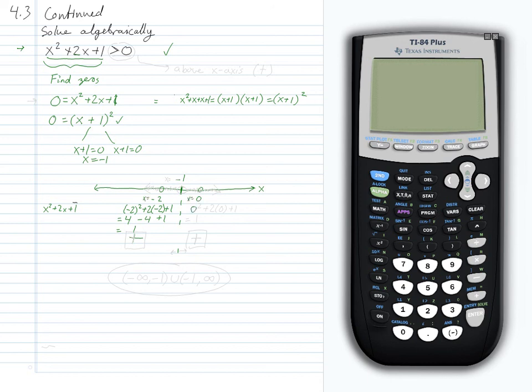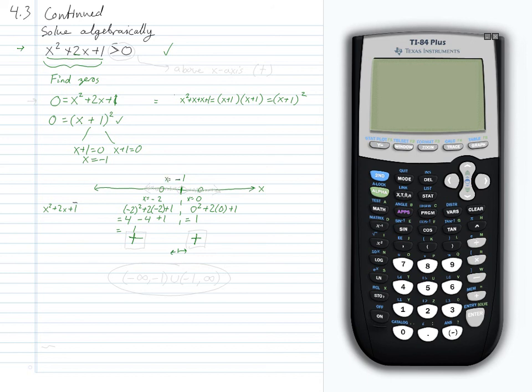So if I evaluate 0 squared plus 2 times 0 plus 1, that'll leave me with 0 plus 0 plus 1, which is also positive. Alright. Now referring back to our inequality, now that we know the sign of our function, we pretty much know its behavior graphically. It's going to be above the axis everywhere to the left of -1 and everywhere to the right of -1. The only place it's on the axis is at x equals -1.